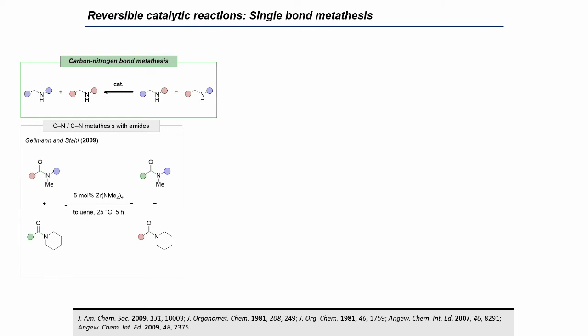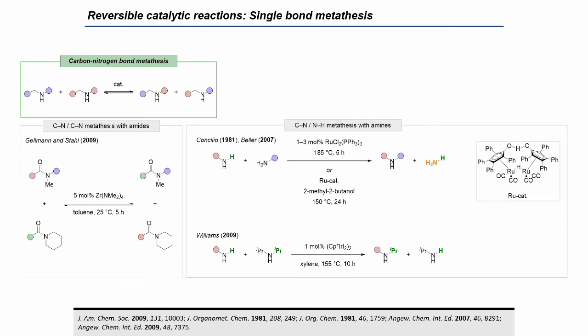Related to the aliphatic C–C bond metathesis, the carbon-nitrogen single bond metathesis of tertiary amides mediated by a zirconium catalyst was reported by the groups of Gellman and Stahl in 2009. Similarly, amines can also be considered as alkylating sources when employed in C–N and N–H bond metathesis reactions.